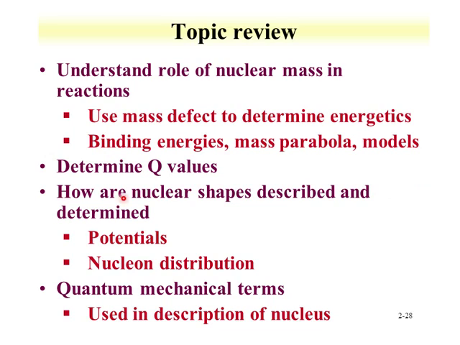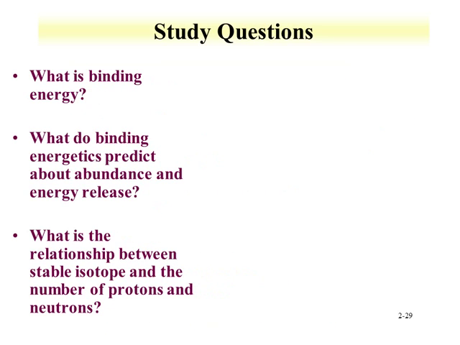In some detail, we used these mass excess values to determine Q values. So you should be able to determine Q values for reactions. And we first explored some nuclear shapes, particularly potentials and how nucleons are distributed, that there's a half thickness and a skin thickness. And finally, we briefly touched upon some quantum mechanical terms that are used in the description of the nucleus that we'll use later in the course.